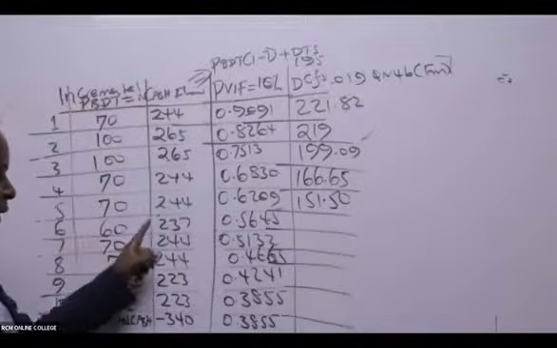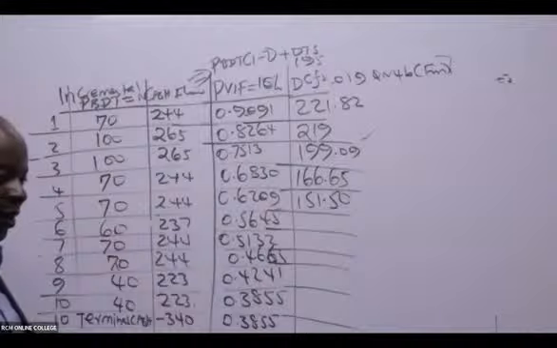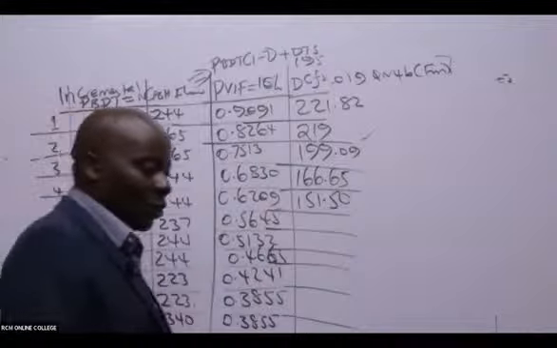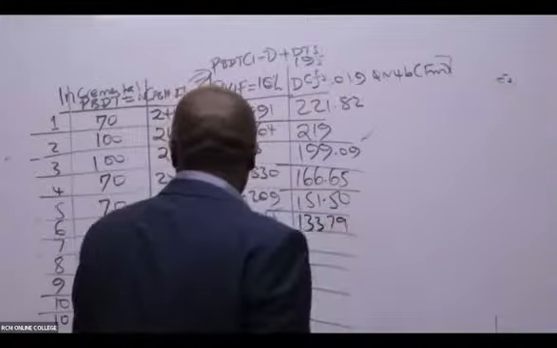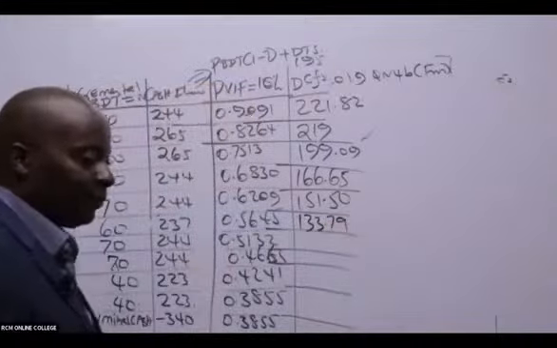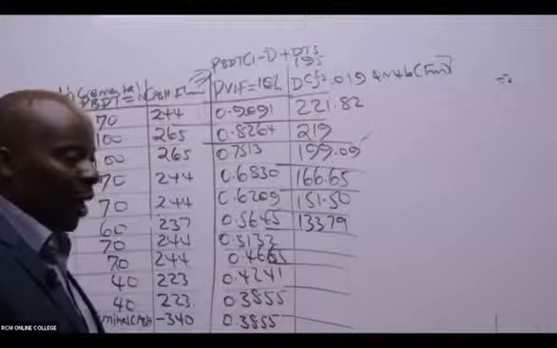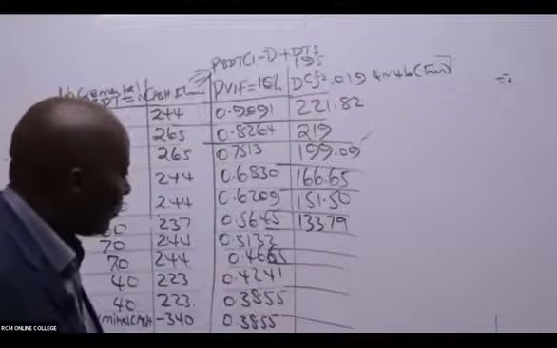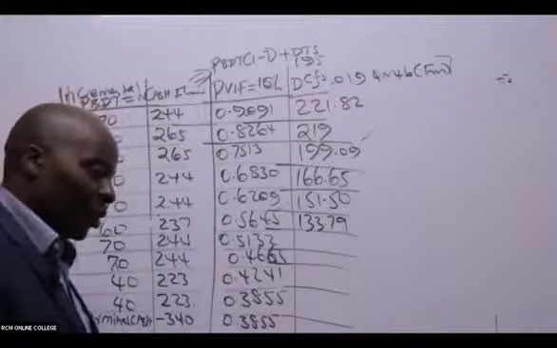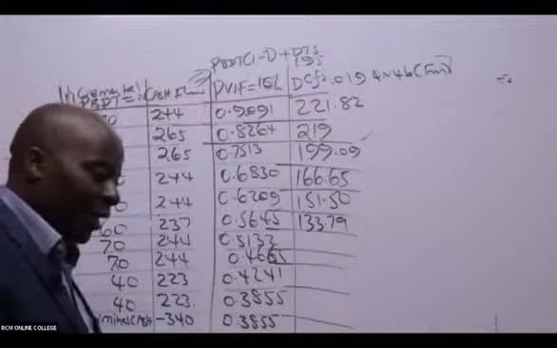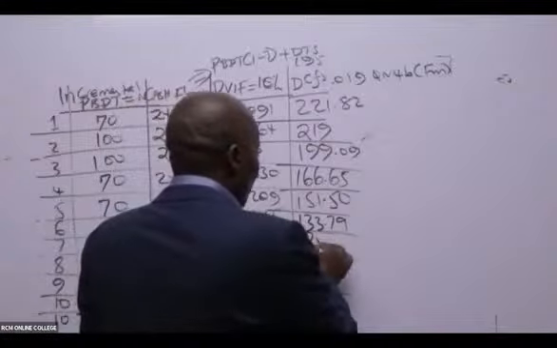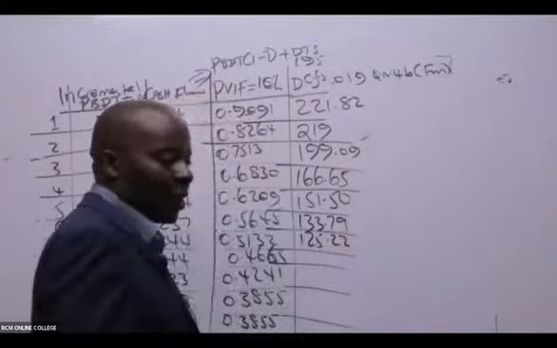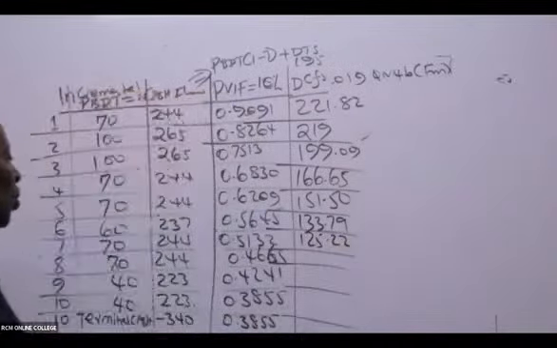Year number 6, you're taking this like this. Year number 6, 133.79. Then we take 244 times this. Let me go slow here. 125.22. This is the correct answer. We are almost there.